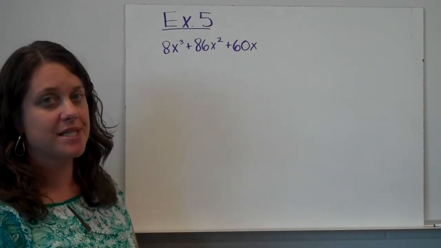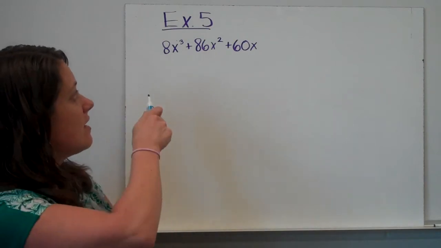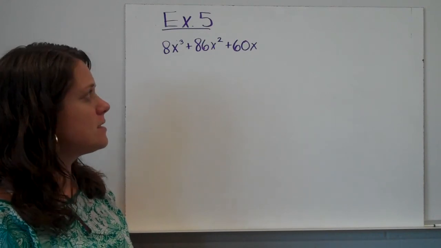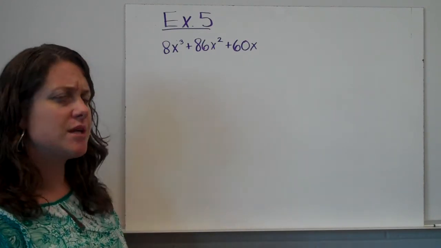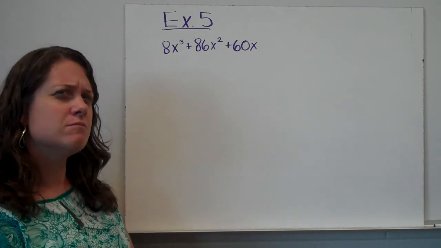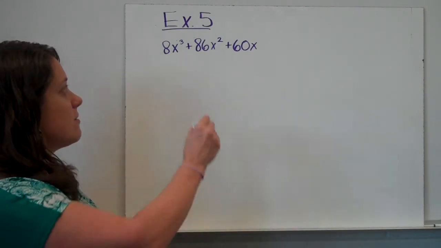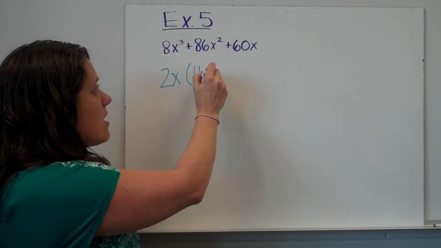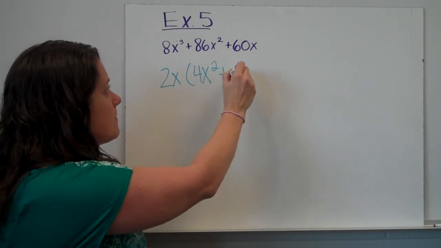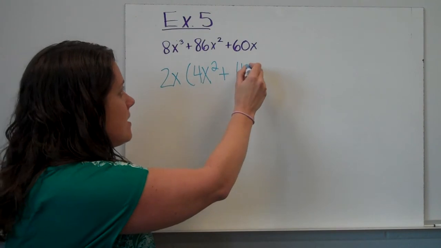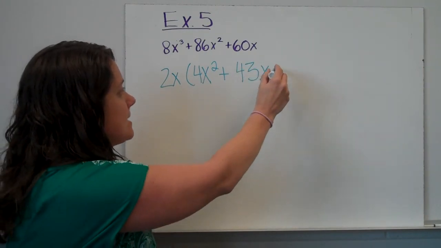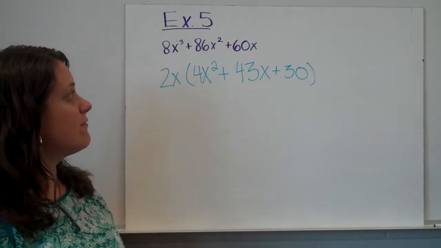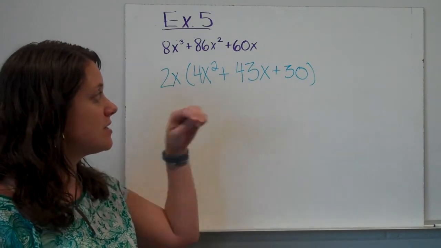All right, so first step, I'm going to ask myself, is there a greatest common factor? So I look, 8, 86, and 60. Those can definitely all be divided by 2. Could they be divided by something bigger? I don't think so. Let's try 2. I'm going to try 2, and I also see that I can factor out an x. So that would give me 4x squared plus 43x plus 30. So I have 4x squared plus 43x plus 30.